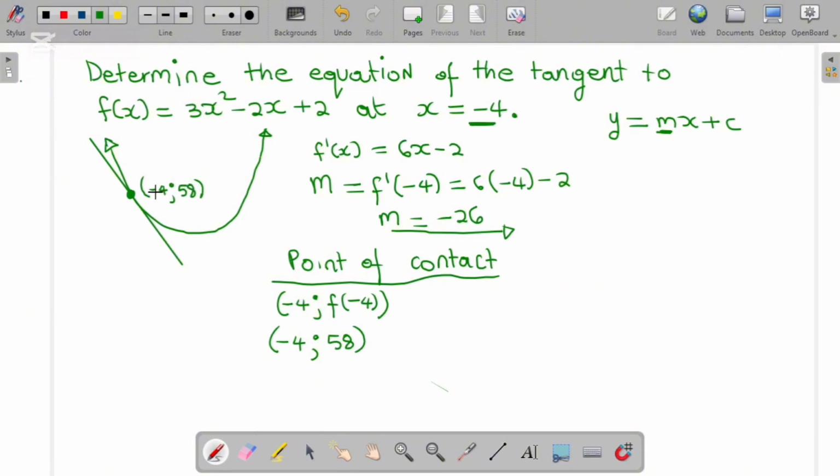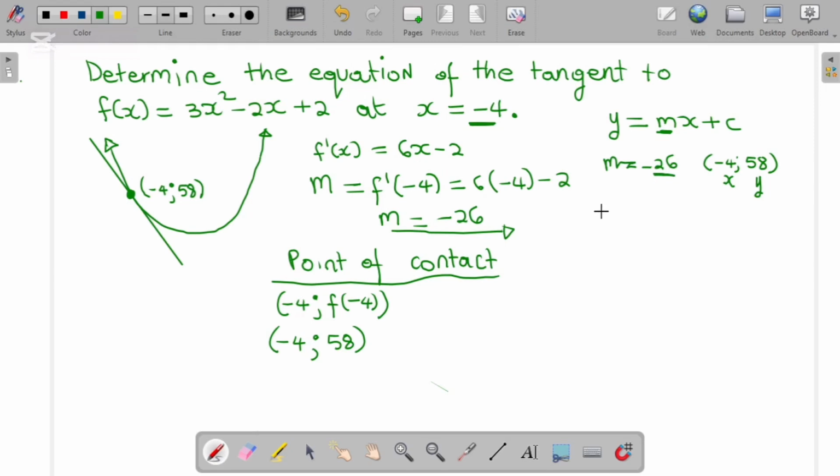So we know the point of contact now. And then you go back here. We have the gradient of -26, and we have a point of contact. Then now it will be easy to calculate the equation of this straight line, which is the tangent. So let's do that. Instead of y, we are going to put 58. Instead of x, we are going to put -4. Then instead of m, we are going to put -26.